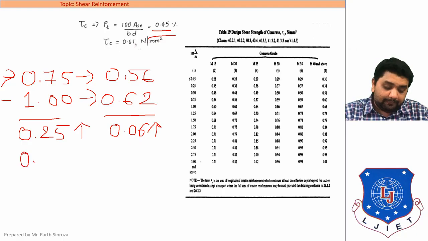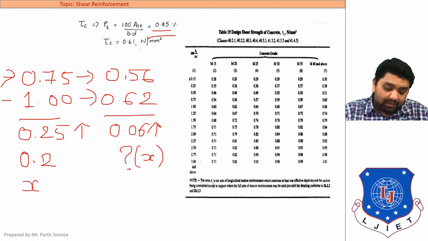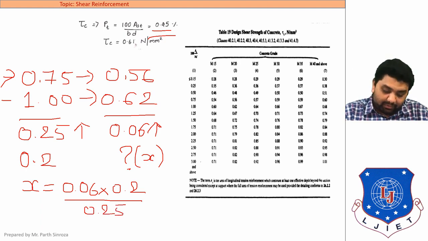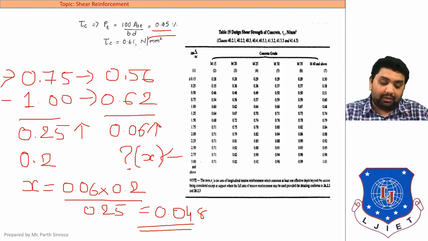So we will be using that. For 0.2, how much increase will occur? For that we will be using this term as x, and we need to cross multiply this and find the value of x. That means x will be equal to 0.06 into 0.2 divided by 0.25. This will be our value of x, which comes out to be 0.048. Again, this is not our final answer, this is just the value of x. That means the value that we identified comes out to be 0.048.